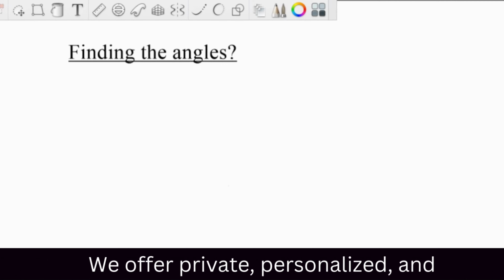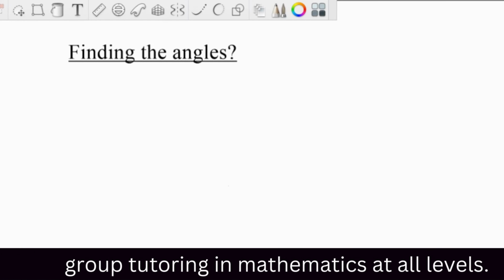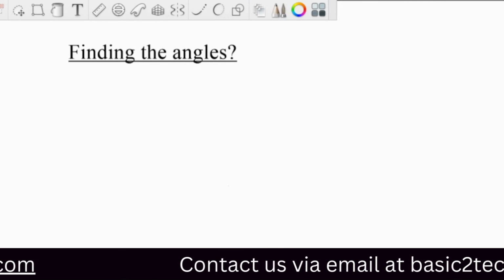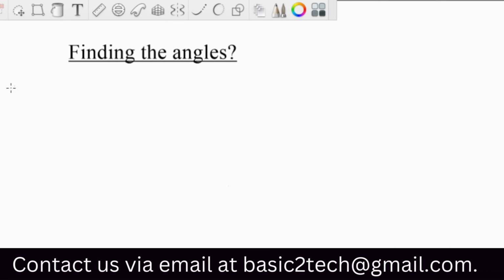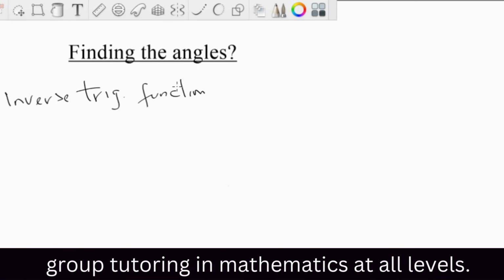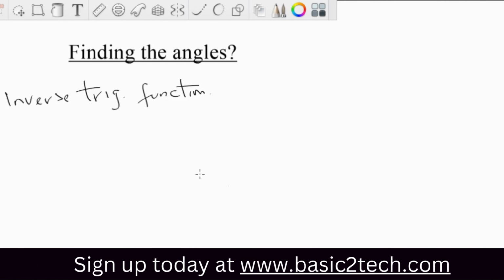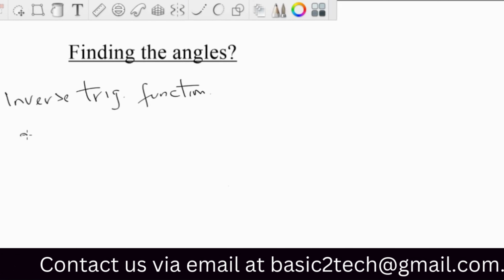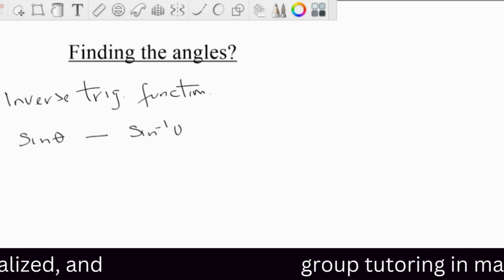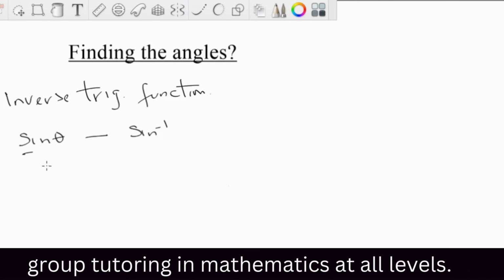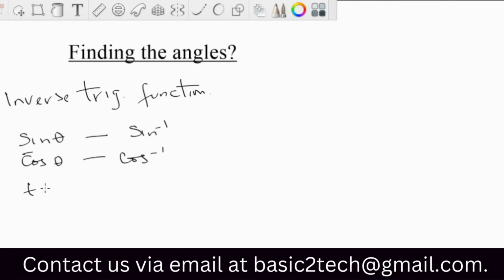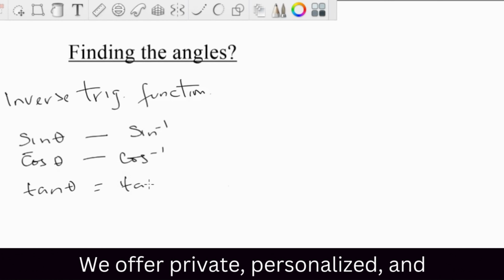What about if we're asked to find the angles? If you recall, our examples were all finding the sides. To find the missing angle in a right angle triangle, we have to use the inverse trig function. That means that our sine theta becomes sine inverse, our cos theta becomes cos inverse, then our tan theta becomes tan inverse.